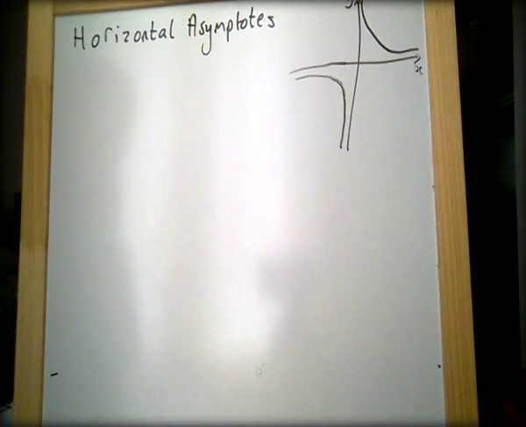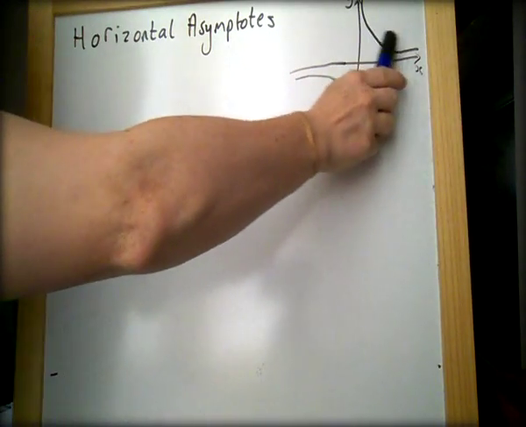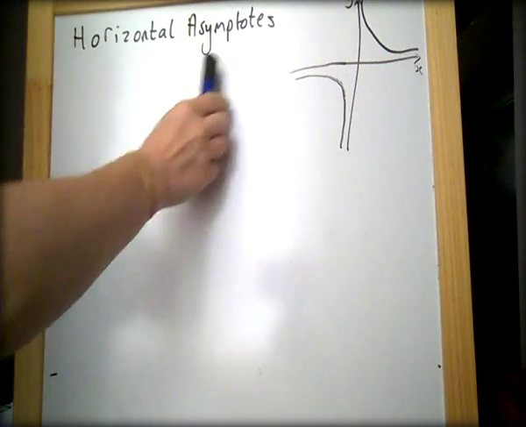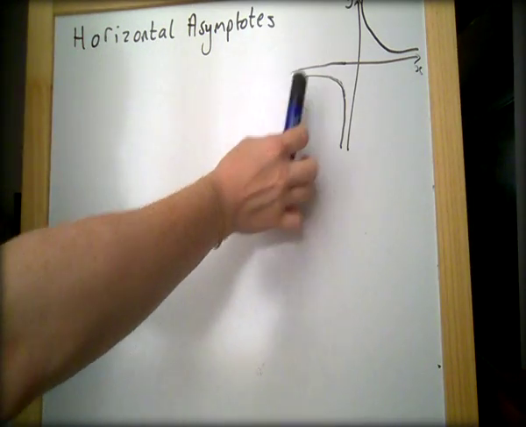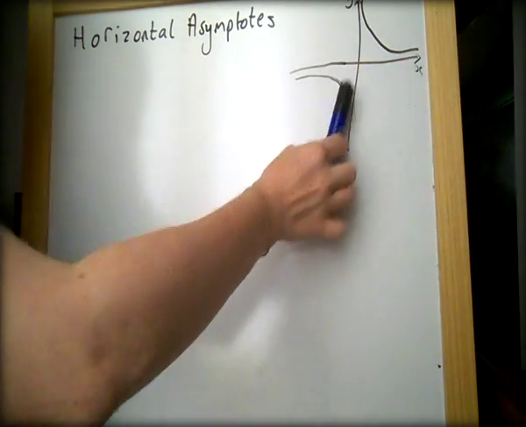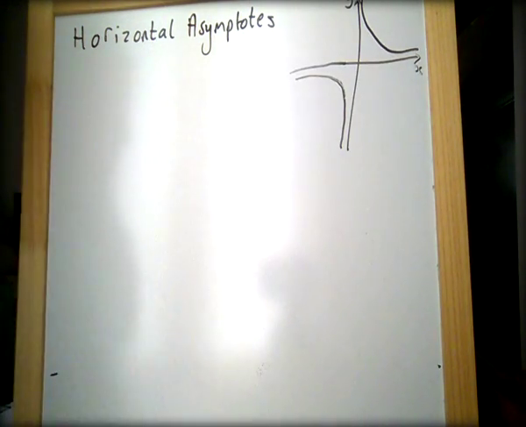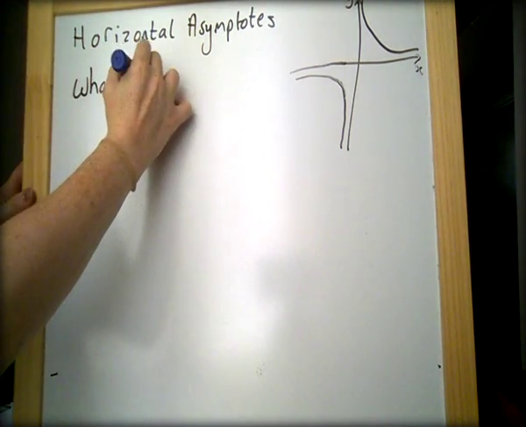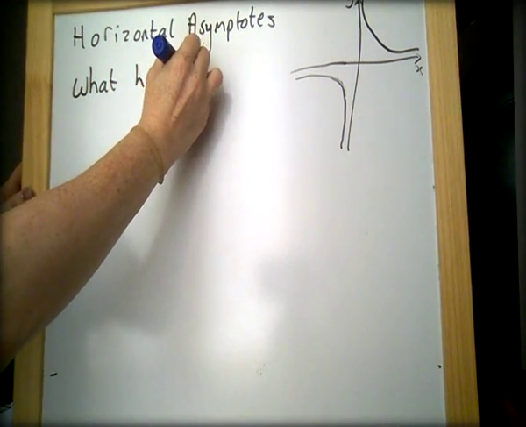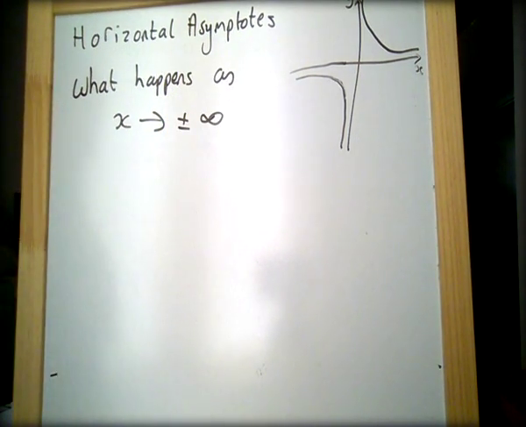Okay, so we're going to look at finding the horizontal asymptotes for a graph. So what this is, we're looking at the extremes. So we're looking as x tends towards infinity, as x tends towards minus infinity. What do they converge to? In this example, as x tends towards plus infinity or minus infinity, our graph tends towards the x-axis, so y equals 0. So we're saying what happens as x tends towards plus or minus infinity.